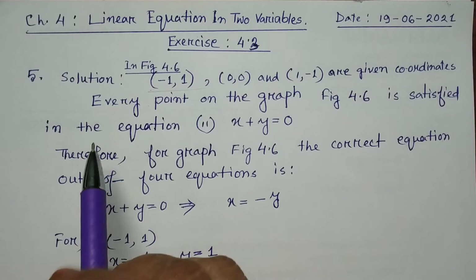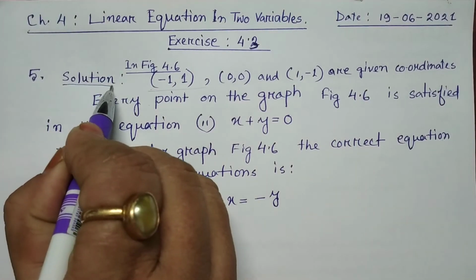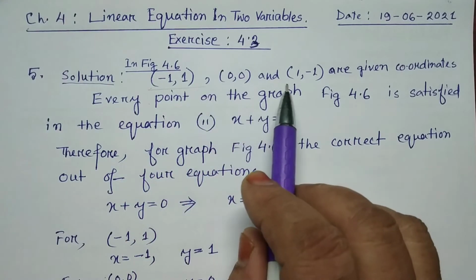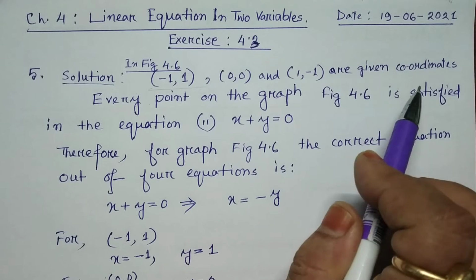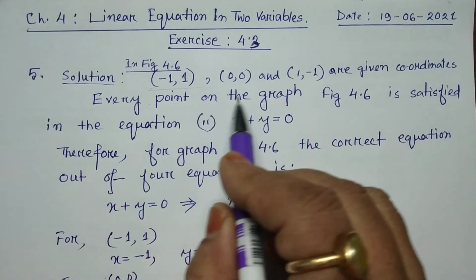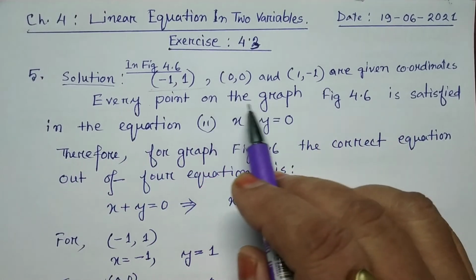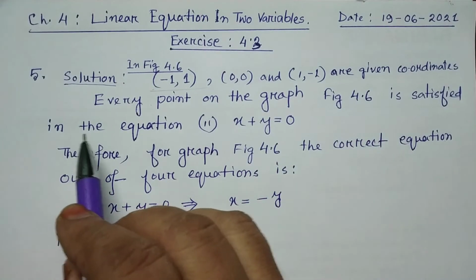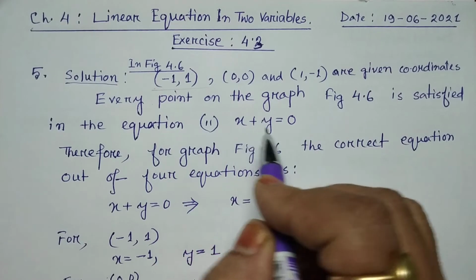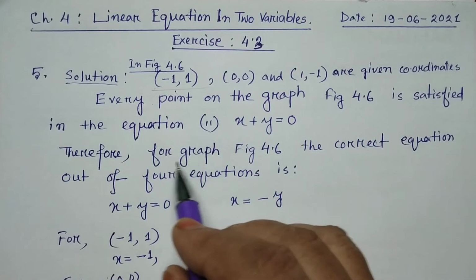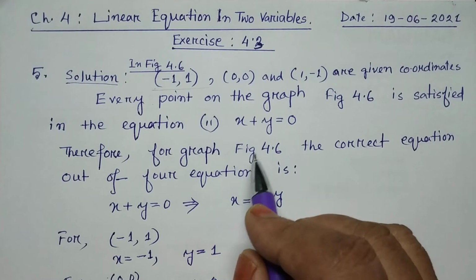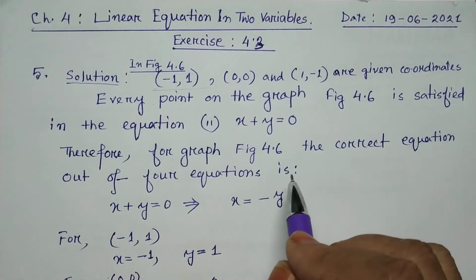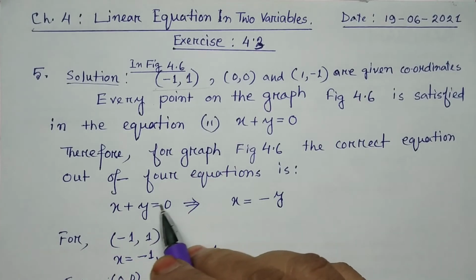Therefore, we can solve question number 5. Here in the figure, the coordinates (minus 1, 1), (0, 0) and (1, minus 1) are given. Every point on the graph of figure 4.6, these 3 points, satisfies which equation? x plus y equal to 0. Therefore, the correct equation out of the 4 equations for the graph of figure 4.6 is x plus y equal to 0.